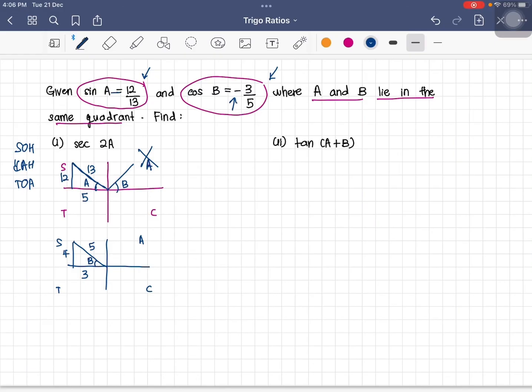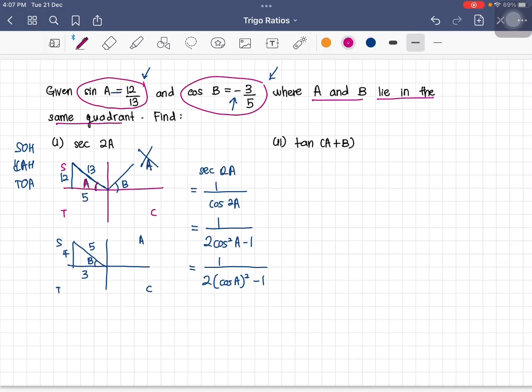So you should start with finding sec of 2A. Sec of 2A is given by 1 over cos of 2A. By the trigonometric identity, you can use any of the 3 formulas for cos of 2A. Suppose I want to use 2 cos squared A minus 1. That means I have to find 2 multiplied with cos of A squared, minus 1. In this case, I need to find the cos of A.